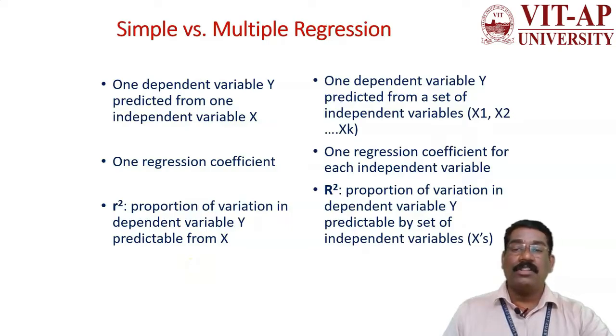And the next one is, here we get only one regression coefficient, but here for each independent variable we will get a regression coefficient value associated with that specific independent variable. And next is R square. In simple regression, R square is the proportion of variance in dependent variable Y predictable from X, whereas in multiple regression analysis, it is the proportion of variance in dependent variable Y predictable by a set of independent variables. That is very, very important as far as multiple regression is concerned. So hope with these features, we can distinguish the differences between simple and multiple regression analysis.